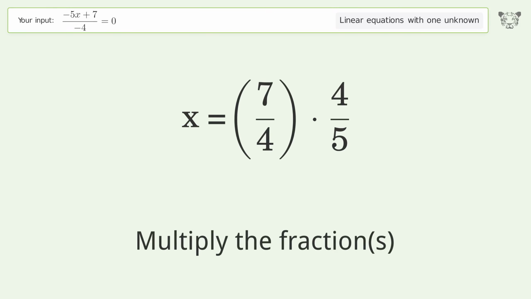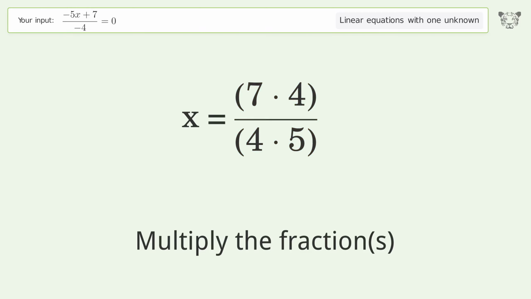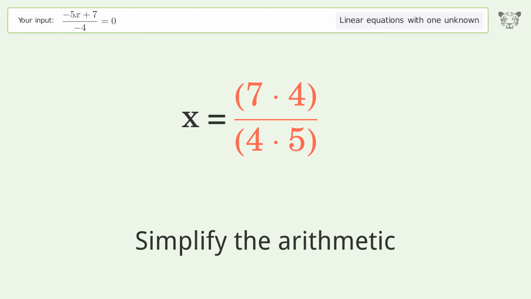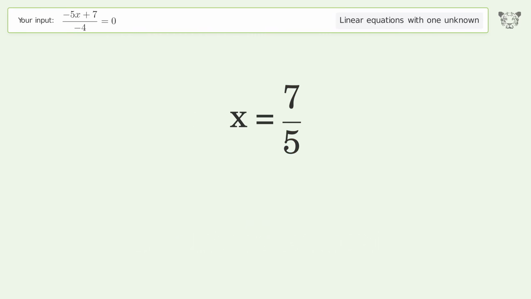Multiply the fractions. Simplify the arithmetic. And so the final result is x equals 7/5.